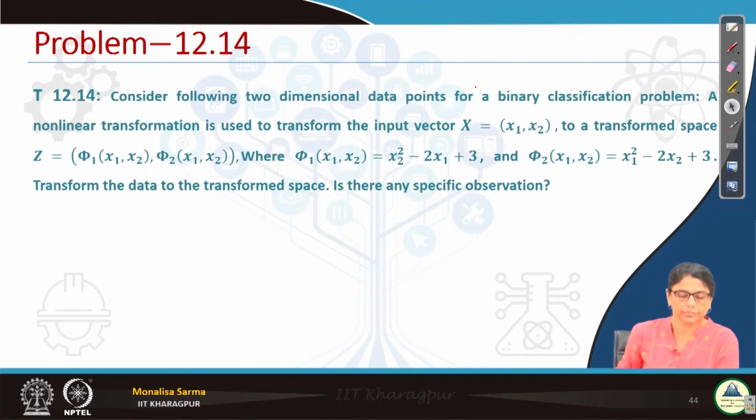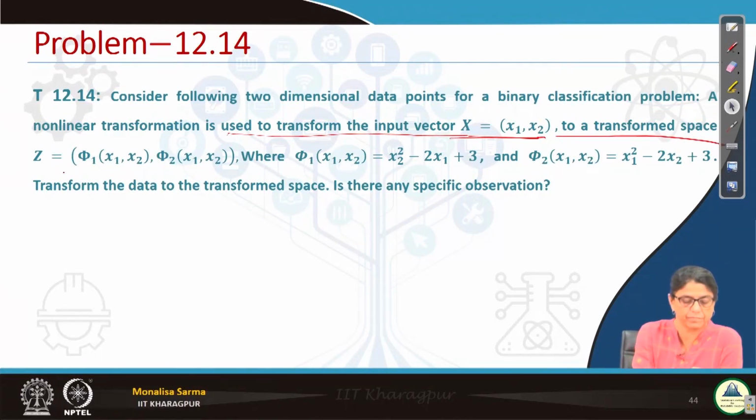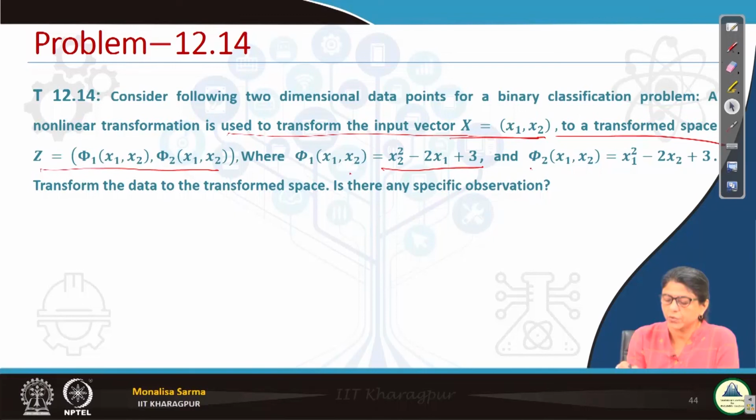Okay, so now another one. Consider the following two-dimensional data points for a binary classification problem. A nonlinear transformation is used to transform the input vector into a transform space. So what is my transform function? Phi 1 of x1, x2 is this function, and phi 2 of x1, x2 is this function. This is how we are transforming.